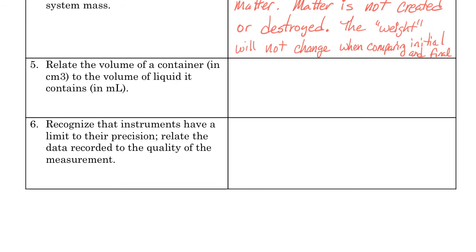This is a really short one because I just kind of answered this one earlier. Relate the volume of a container in centimeters cubed to the volume of liquid it contains in milliliters. We did that experiment where we measured containers and calculated the volume in centimeters cubed, and then we measured the amount of liquid using milliliters. And we knew our calculations were right on if our calculated value matched the milliliters that we read in the graduated cylinders. 1 milliliter equals 1 centimeter cubed.